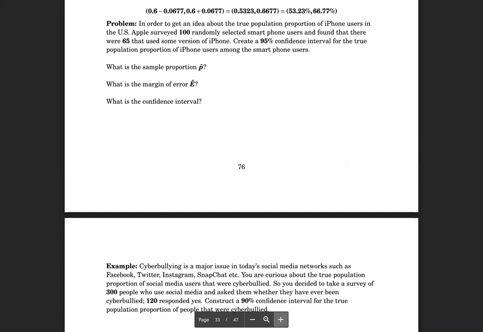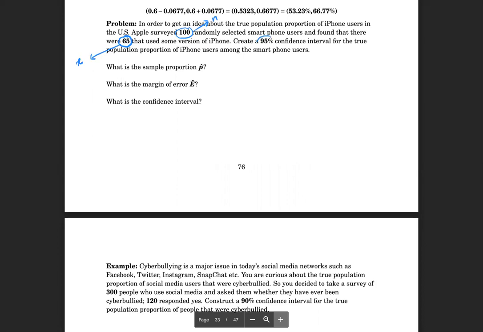Exact same problem. In order to get an idea about the true population proportion of iPhone users in the US, Apple surveyed 100 randomly selected people. So that should be your N as you read the problem. So N is 100. Okay, found that 65 of them use iPhone or some version of it. So that should be your X.